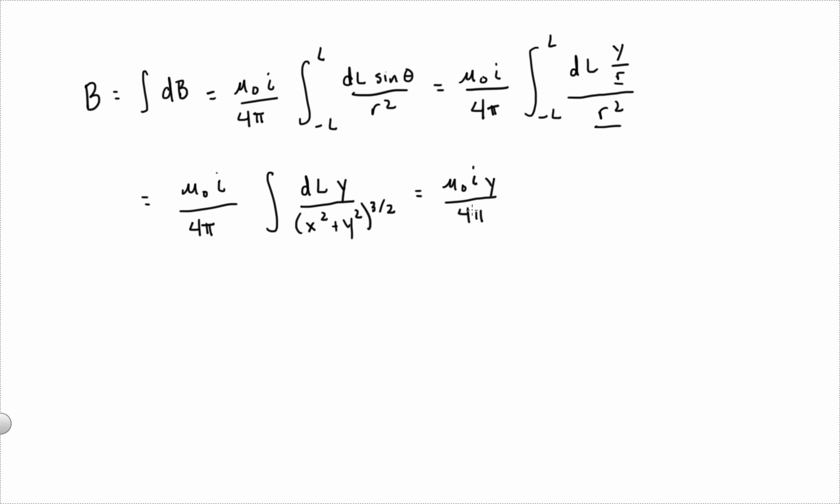4 pi sits underneath. And we're going to go from minus L to plus L. And now we can say dl is equal to dx because we're purely in the x direction. This is going to be x squared plus y squared, cubed. Okay, so this is an integral that we can look up.